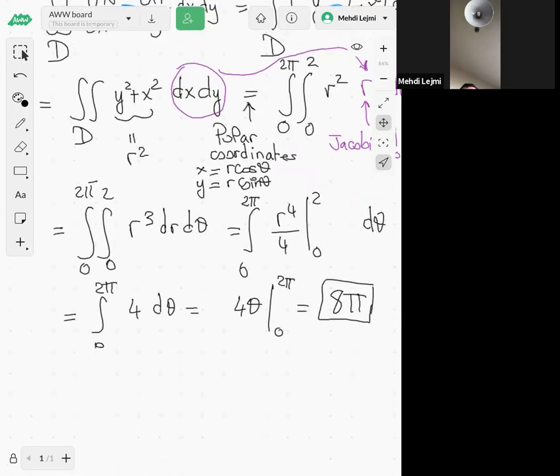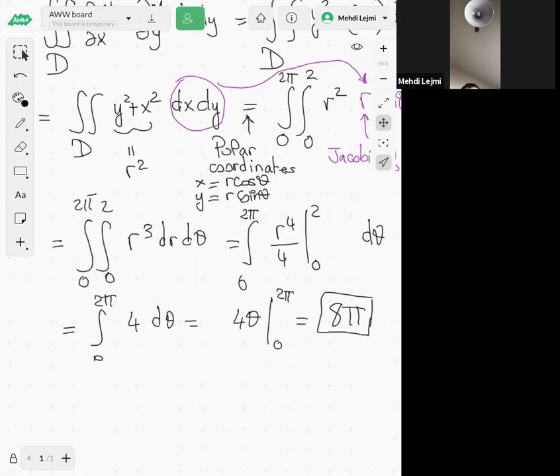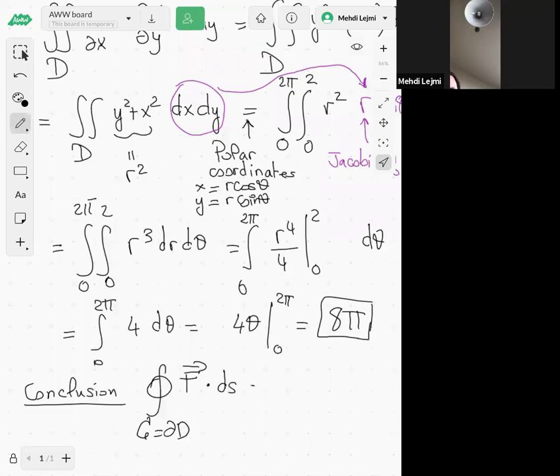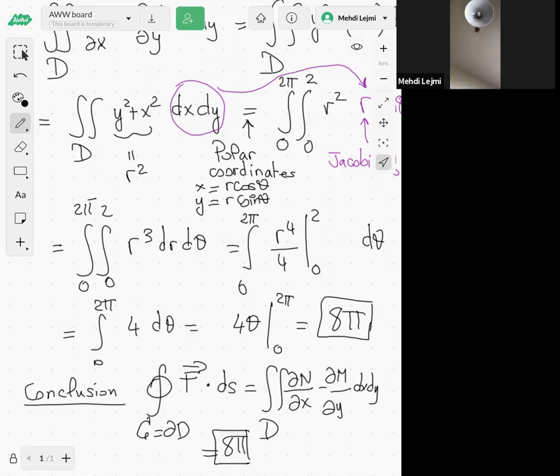Any questions, guys, about this example? Okay, so the conclusion here is that both my vector line integral along this closed boundary and this double integral over D are equal to 8 pi. All right, so this is for the first exercise.